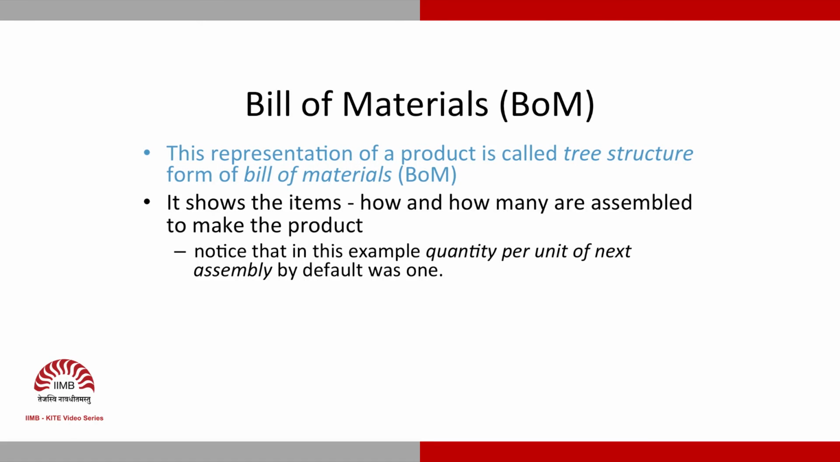This tree structure form of bill of material, what we have seen just now, shows all the items and how they are assembled. So, look at these two, it is indicating the items we are using and how they are assembled also. As a matter of convention, wherever the quantity per unit of next assembly is 1, we do not show it, default is 1, otherwise we show the value. For example, when 2 wheels are required, we show the quantity in brackets as 2.